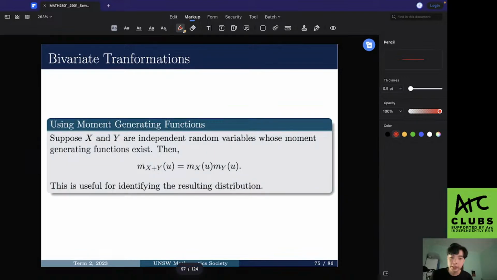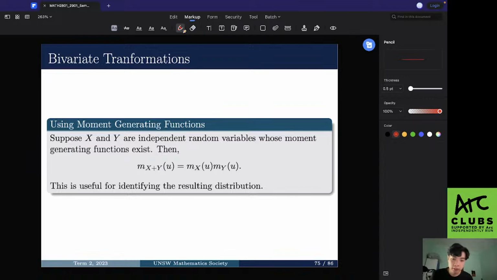Well, a common way is using moment generating functions. We know that the moment generating function of X plus Y is equal to the moment generating function of X times the moment generating function of Y. Why is this useful? Well, the reason is because every moment generating function is unique to the specific distribution.